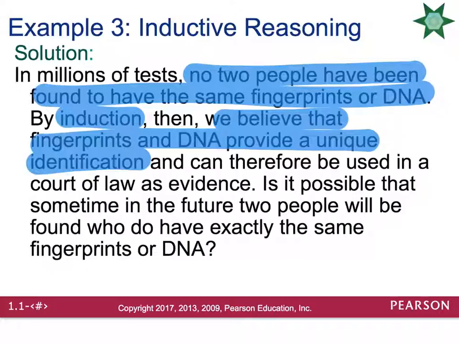Okay, now is it possible that sometime in the future two people will be found who have exactly the same fingerprints or DNA? Well, that's possible. We haven't found that yet. But that's sort of the flaw of inductive reasoning, that we're just basing it on observations. So we don't know. I mean, that could happen in the future. But as far as we know, no two people have the same DNA, no two people have the same fingerprints.